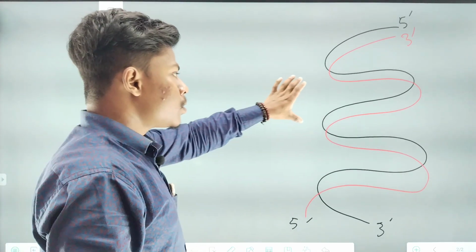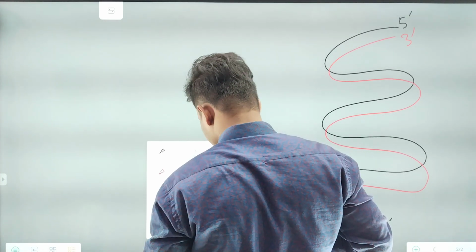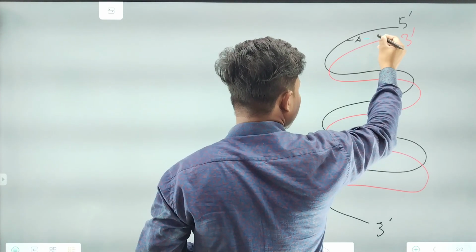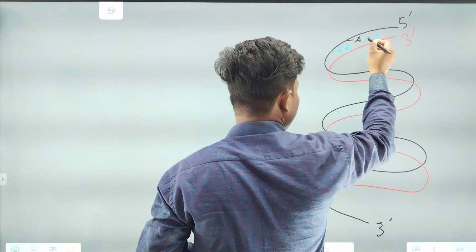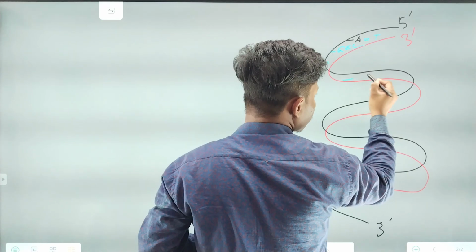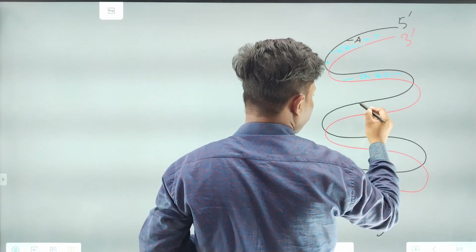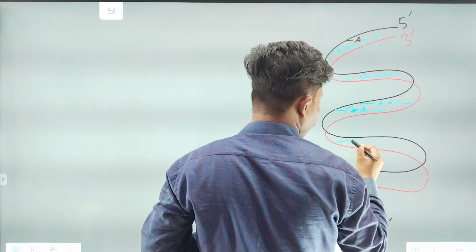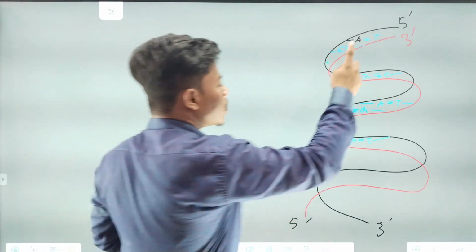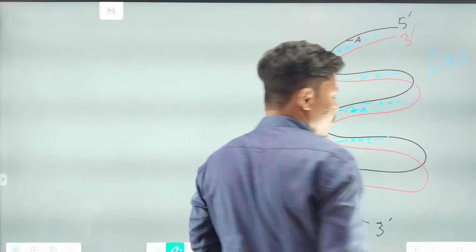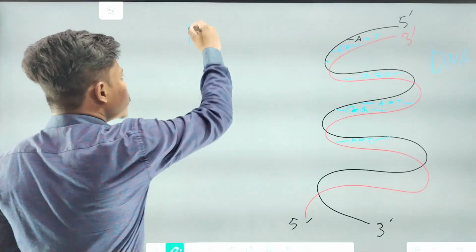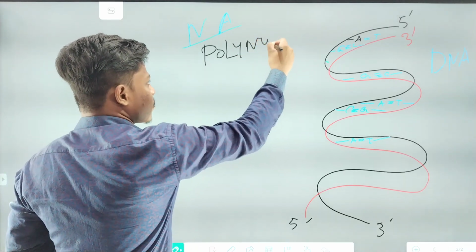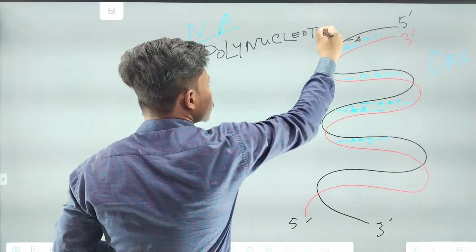Five dash, okay. So this is the typical structure of DNA, the double helical structure of DNA, okay, and it is a nucleic acid. This nucleic acid is a polynucleotide, right? This DNA is a polynucleotide, okay.